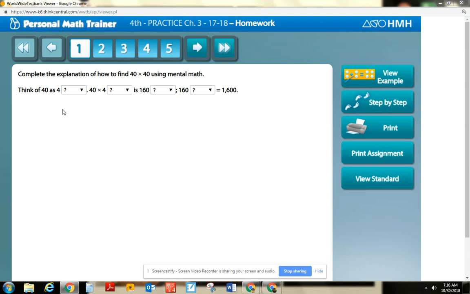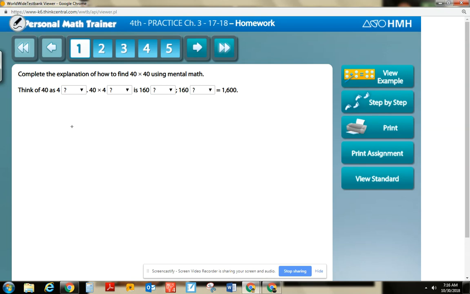Alright, so this first question reads, complete the explanation of how to find 40 times 40 using mental math. The big thing with this problem is that using mental math, we're going to use a lot of our knowledge with place value. With this question, you can see that we have some drop-down menus. And all of our drop-down menus say ones or tens. So we really got to be thinking about this.